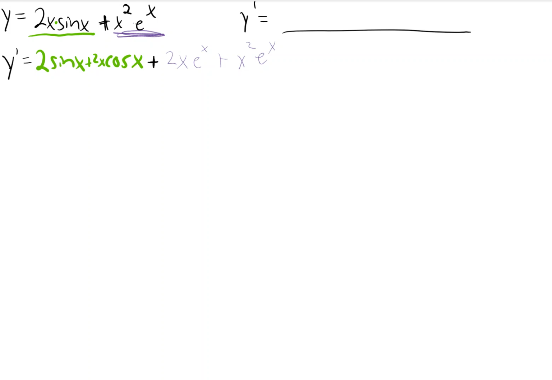And that's pretty close to all that can be done. Really can't do much with this. I guess you could factor out a 2 out of those two if you want to. I'm not even going to bother.